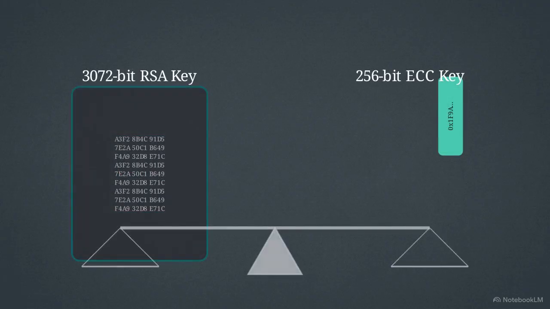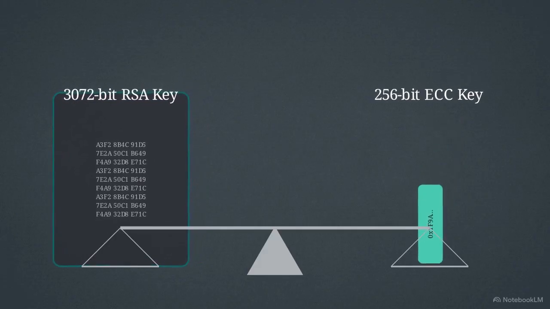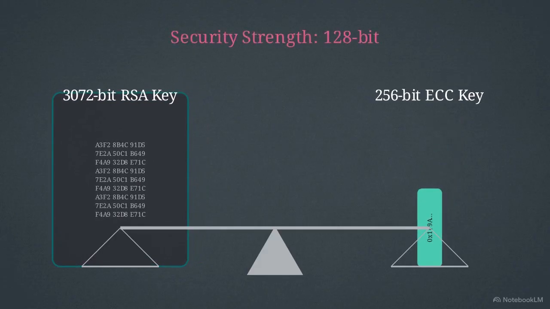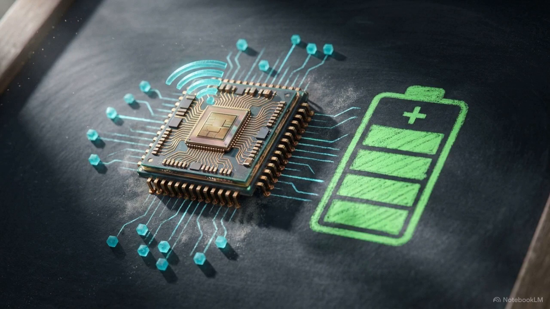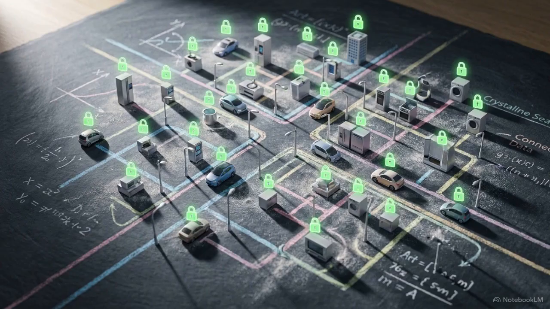Because the math is harder, the keys can be smaller. An elliptic curve key at 256 bits provides the exact same cryptographic strength as a massive 3072-bit RSA key. This 12-fold reduction in key size dictates modern hardware design. Smaller keys require drastically less power to transmit and less computational overhead to process, making ECC the only viable public key option for mobile applications and the Internet of Things.